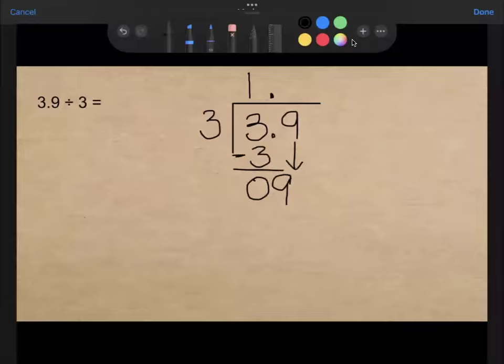3 fits into 9 3 times, so I'm going to put a 3 up here. 3 times 3 is 9, and when I subtract that, I have 0 left over. So now when we're dividing with decimals, we can no longer get remainders. So in this case, we have no remainder and no more numbers to bring down, which means we're finished. The answer here would be 1.3.